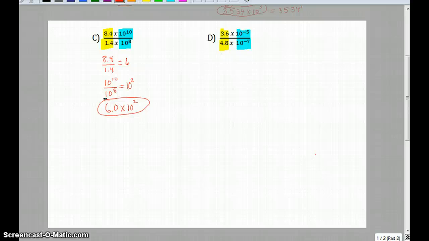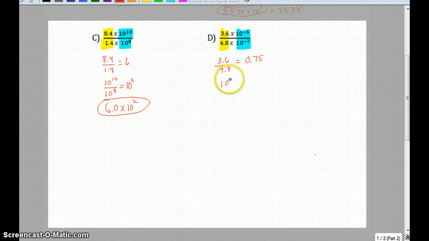We've got 3.6 times 10 to the negative 5th divided by 4.8 times 10 to the negative 7th. The pairs that are highlighted the same color are going to go together. So it's going to be 3.6 divided by 4.8, and that is going to give you 0.75. Again, the calculator problem. Now this one is a little bit more challenging, and the ones you'll have in your book will be even more challenging yet.